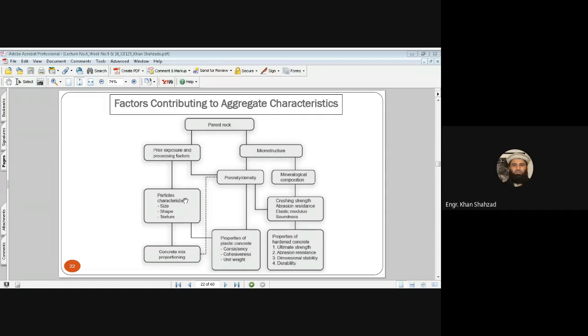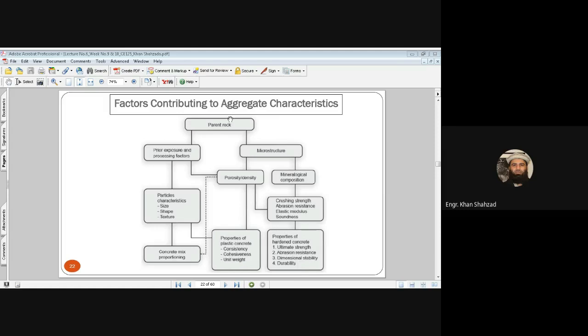The particles' characteristics: what is the size, the shape and the textures. These are the very important characteristics or properties of the aggregates. So the properties of plastic concrete: uniformity or consistency, cohesiveness, and the unit weight. And then finally we have the concrete mix proportioning.